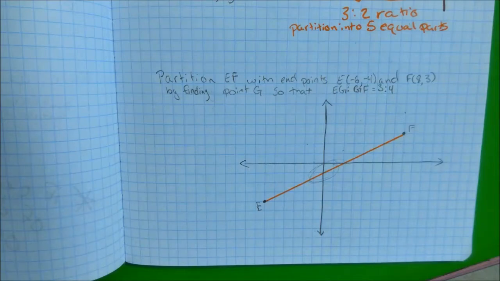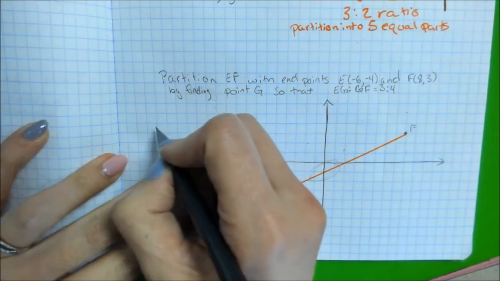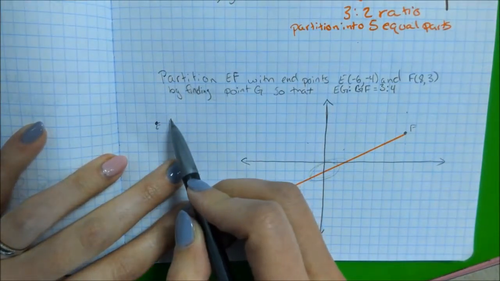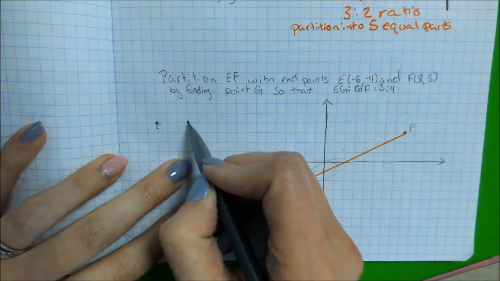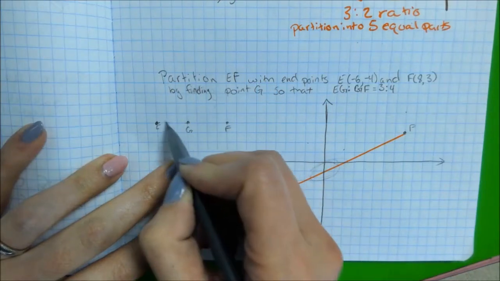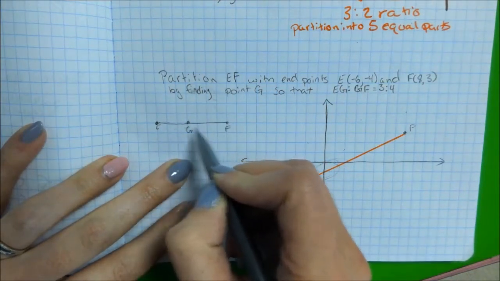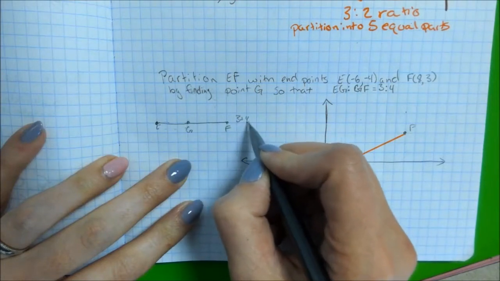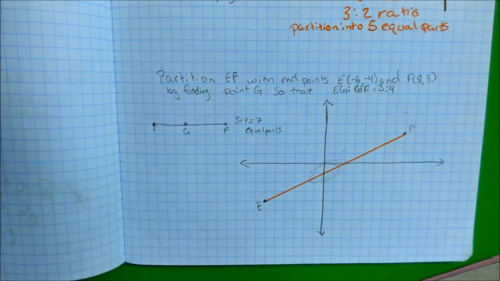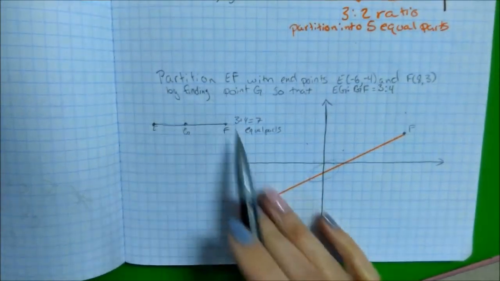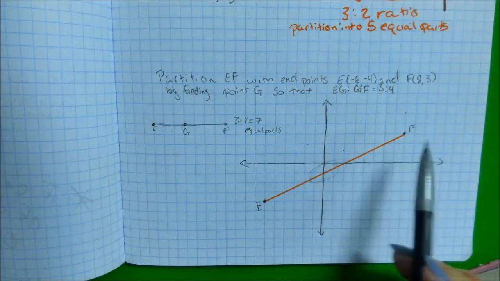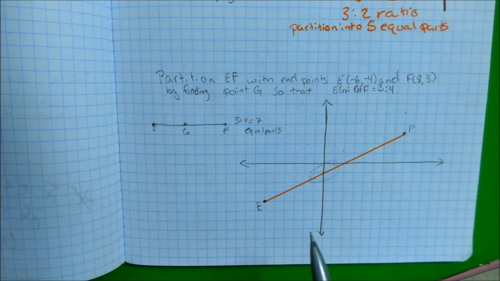So when I'm thinking out loud, E to G should be 3, 1, 2, 3. And then G to F should be 4, 1, 2, 3, 4. So I'm just kind of brainstorming here. That's 7 equal parts, because 3 plus 4 equals 7. So I need to divide this into 7 pieces and put 3 of them closer to E and 4 of them closer to F, and that's where my G will end up being.